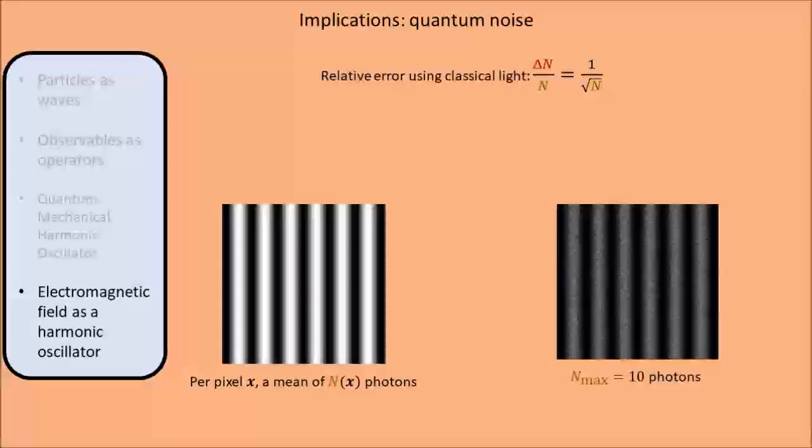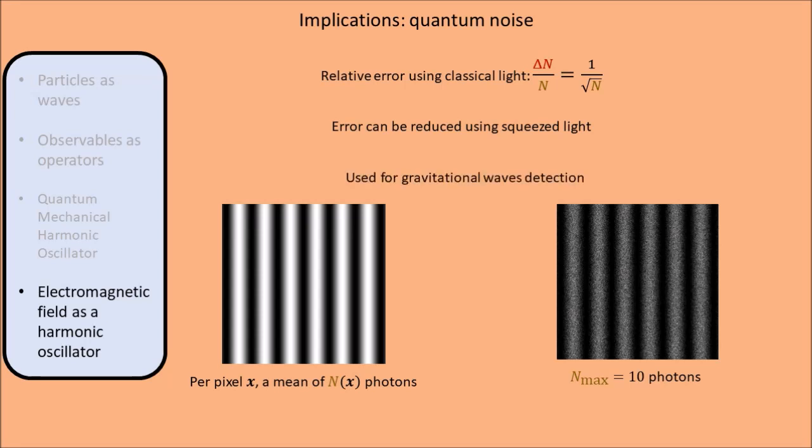We saw that for classical light the error scales as 1 over square root n, so in principle we could make the error arbitrarily low by making n arbitrarily high. However, in practice it's not always possible to increase the laser power or exposure time by the required amount. In that case, squeezed light can help reduce the noise error while keeping n fixed. This technique is used in interferometers for the detection of gravitational waves.